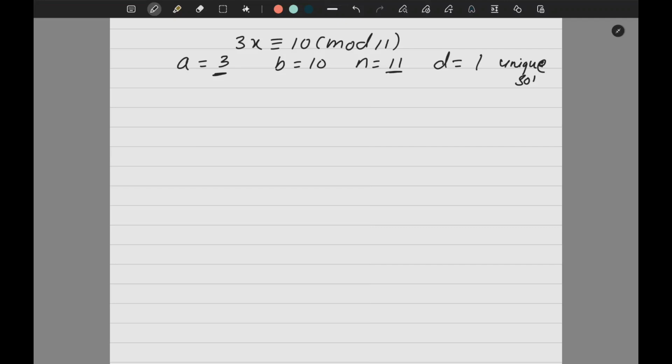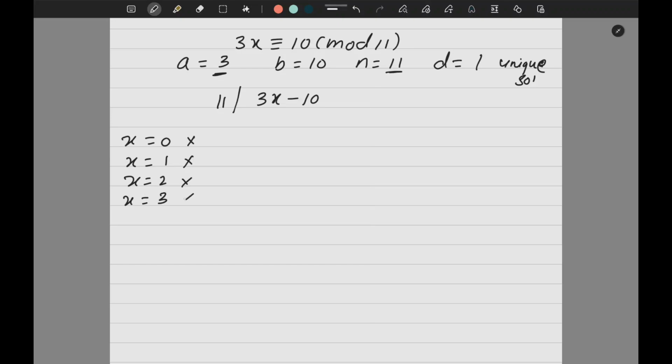So now, what is the working procedure? I should write 11 divides 3x minus 10. So now start checking. If I put x is equal to 0, does 11 divide minus 10? No. Put x is equal to 1. So what you will get? 3 minus 10. 3 minus 10 is what? Minus 7. No, it won't work. Then put x is equal to 2. 6 minus 10. Again, no. Whatever I am getting, it should be divisible by 11.